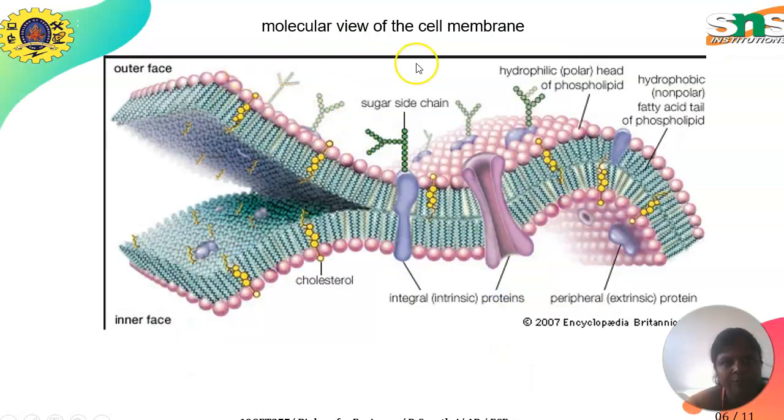Then the molecular view of the cell membrane. This is the basic structure of our cell membrane. The first layer represents the outer and inner layer. This one represents the inner surface, and on the outer side we have cholesterol, sugar side chains, phospholipids, the hydrophobic fatty acid tail of the phospholipid, and intrinsic and extrinsic proteins, which are present in our cell membrane.